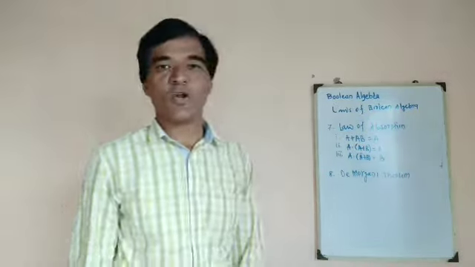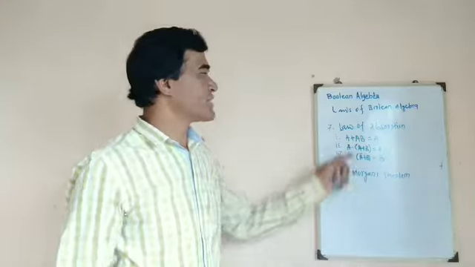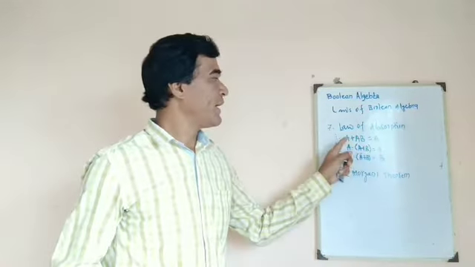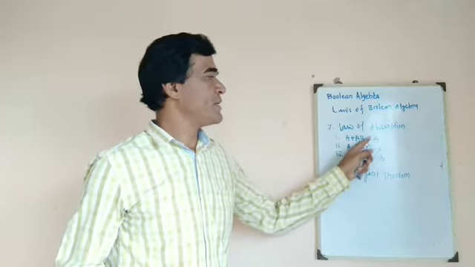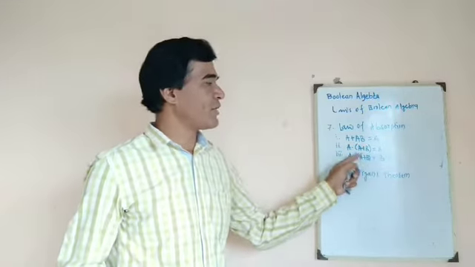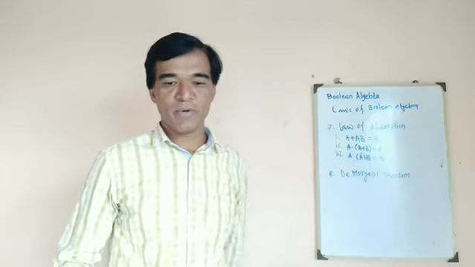These are the laws of absorption. Here some terms are absorbed. A plus AB is equal to A. A dot (A plus B) is A. A dot A complement B is equal to B.